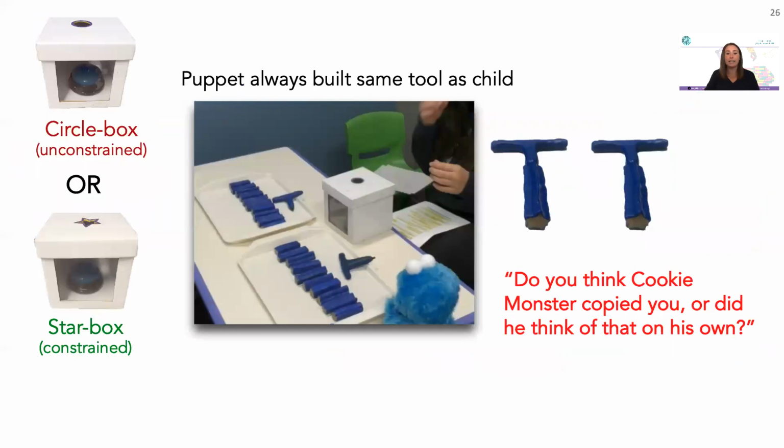So that's what we did, this time designing our task for younger children ages 4 and 5. To make this task simpler for younger children, here children built a tool themselves, and a puppet also built a tool from his own set of pieces. The puppet always built the same tool as the child and always finished building his tool after the child had finished, making it ambiguous as to whether the puppet copied or not. Children were then asked to judge whether the puppet had copied them or thought of it on his own. Each child either saw the puzzle box with a circle or star-shaped opening for a between subjects design.